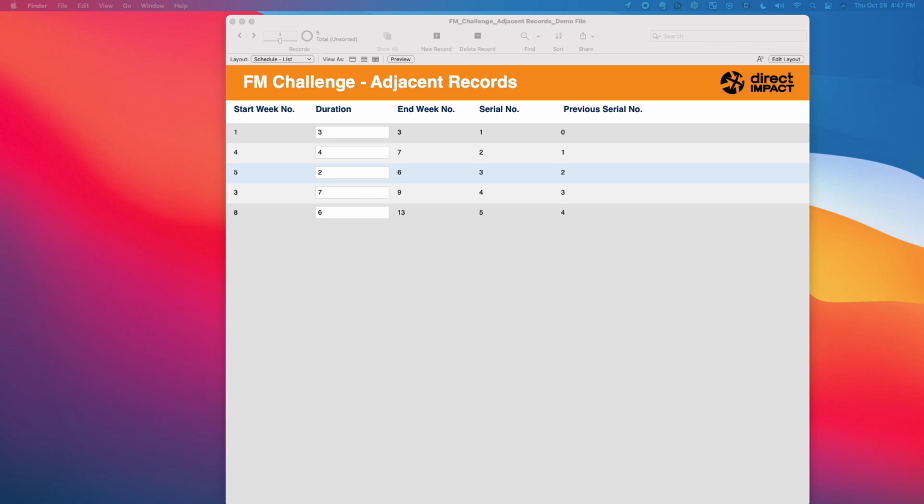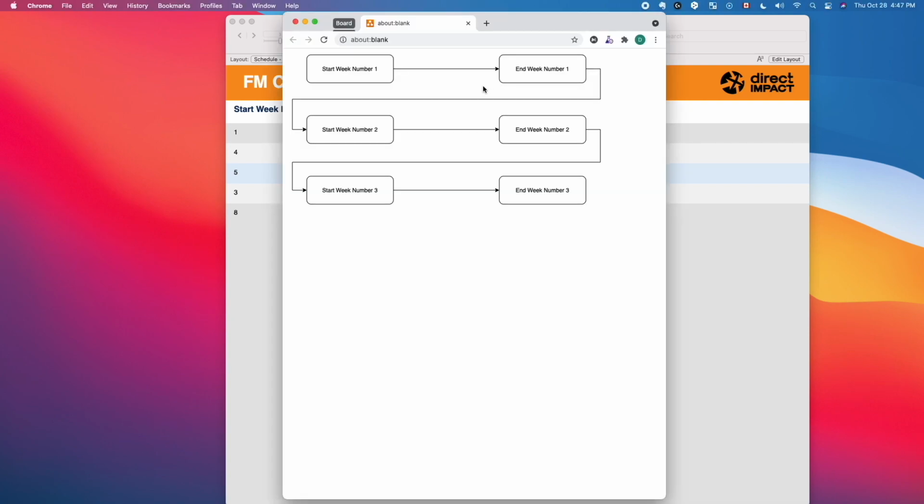Now let's begin. The reason the original method seems to make sense is because I was expecting the formula of the start week number field to resolve sequentially like this. Imagine this being the first record, and this is the second, this is the third record. I thought the start week number 1 will resolve first, then its value gets passed to end week number 1, and the value of end week number 1 would get passed to start week number 2. But that's not the case.